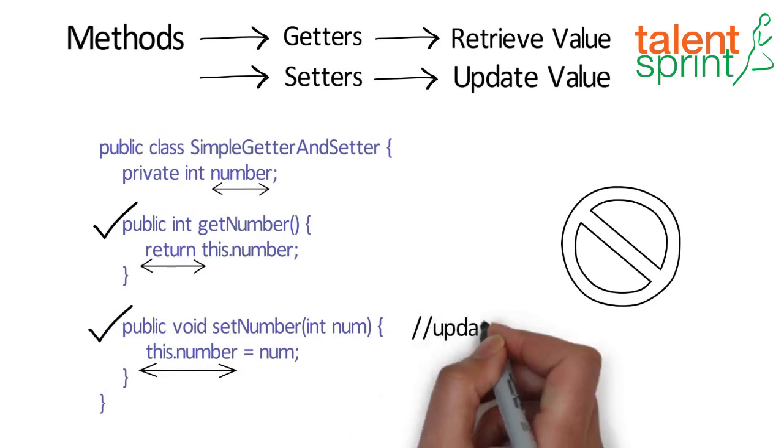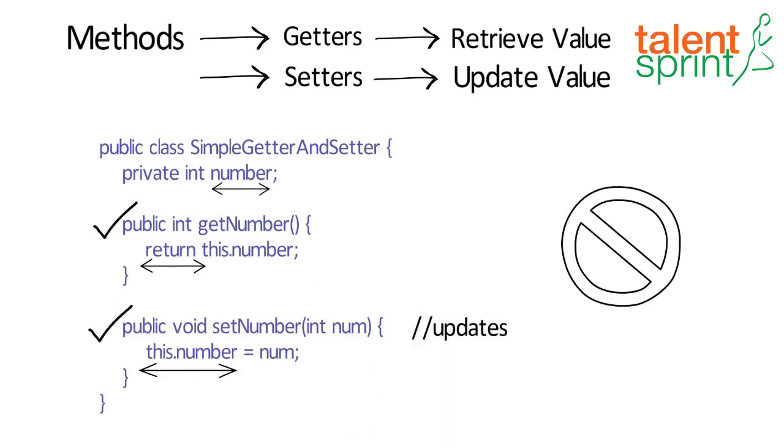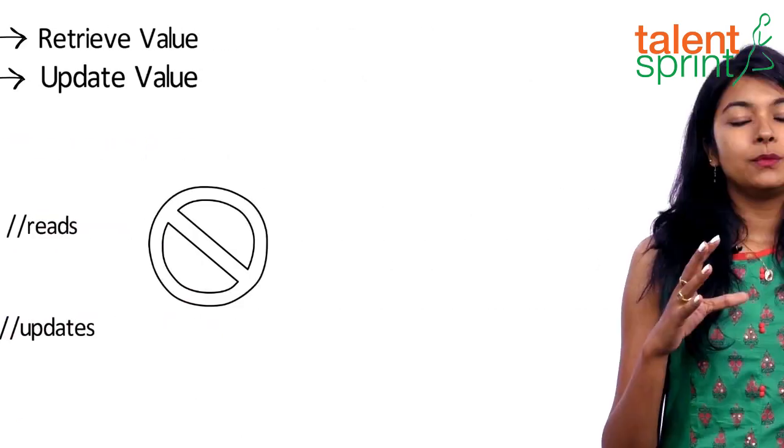So a setter is a method that updates value of a variable, and a getter is a method that reads value of a variable. We'll see how the use of all these make our coding work more easy and simple.